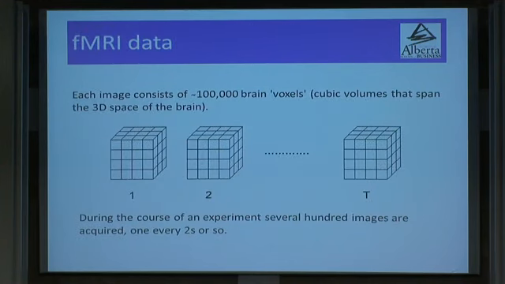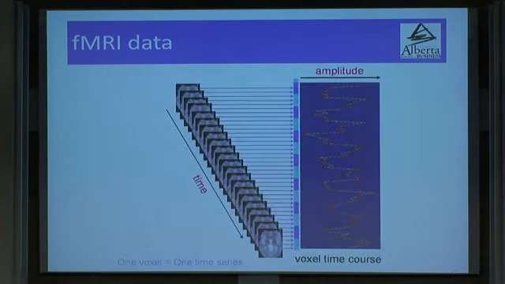So the way I like to see it is the brain as a big cube. And then within that cube, you've got a lot of smaller cubes, which are called voxels. And they're about 3 millimeters by 3 millimeters by 3 millimeters. And then during the course of an experiment, several hundred images are acquired, say 1 every 2 seconds or so. So within each small cube or within each voxel, we get a signal. So you can see this as a time series problem. So for one voxel, we get one time series.